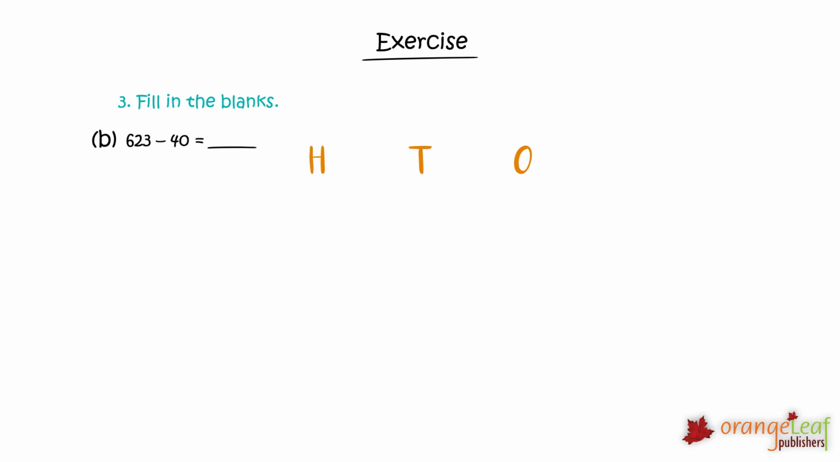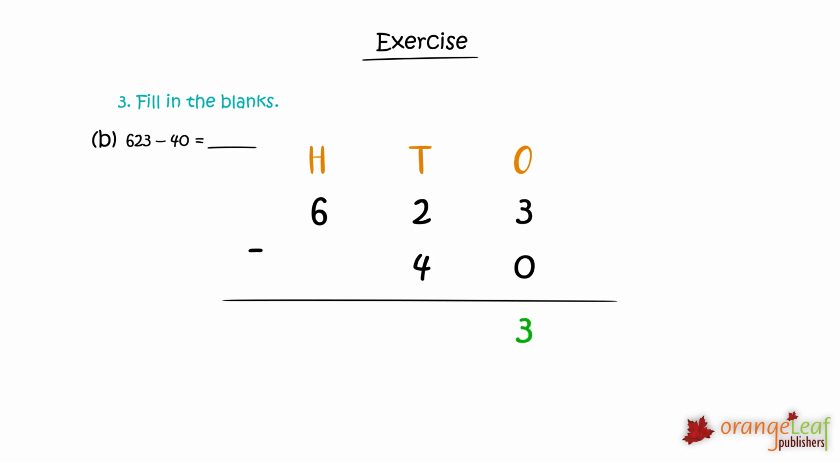B. 623 minus 40. Write the numbers one below the other according to their place value. Step 1. Subtract the ones place. 3 minus 0 is equal to 3. Write 3 in the ones place. Step 2. Subtract the tens, but there are not enough tens, so we borrow 100 from the hundreds place and regroup them in tens. So 12 minus 4 is equal to 8. Step 3. Subtract the hundreds place. 5 minus 0 is equal to 5. Write 5 in the hundreds place. The answer is 583.